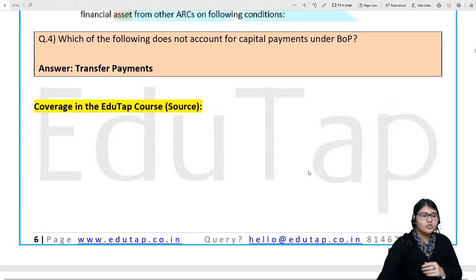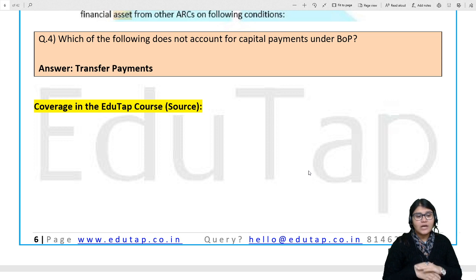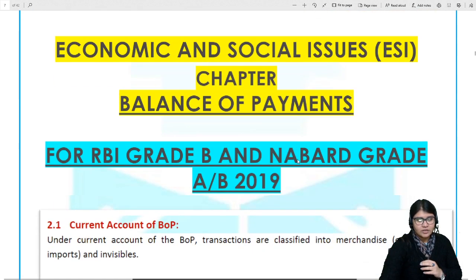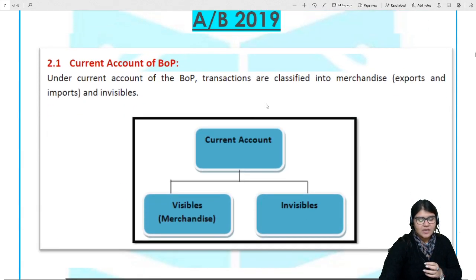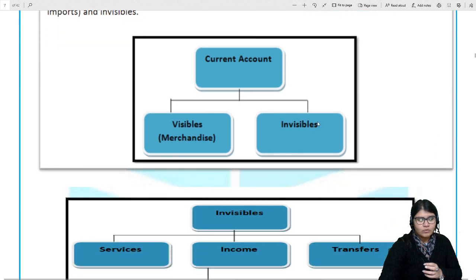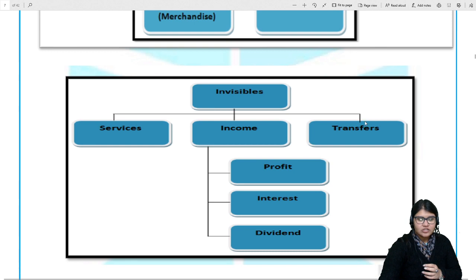Moving on to the fourth question, which of the following does not account for capital payments under BOP, that is balance of payments? The answer is transfer payments. We had covered this news article in one of the static chapters, that is balance of payments chapter under economics. So here you can see, while describing current account, you can see that there are two categories here, visibles and invisibles. Under invisibles you have transfer payments.